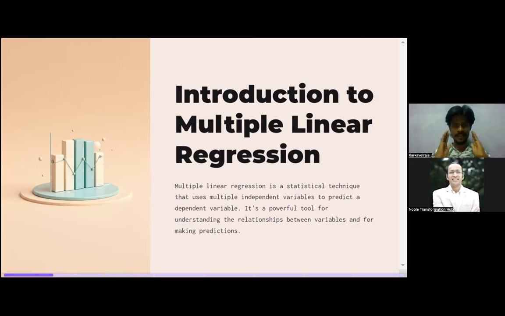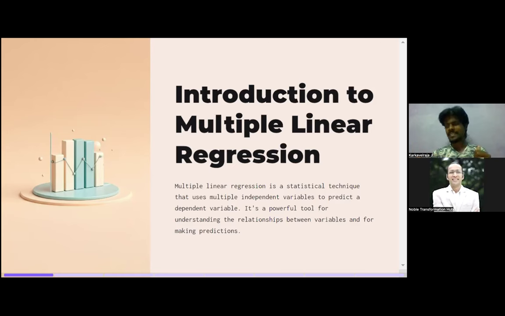Today's session is an introduction to multilinear regression, multiple linear regression. Please make sure that you watch at least the last three sessions, because they are full of linear regression and its coding part. Once you have understood those, it will be easier for you to understand multiple linear regression.